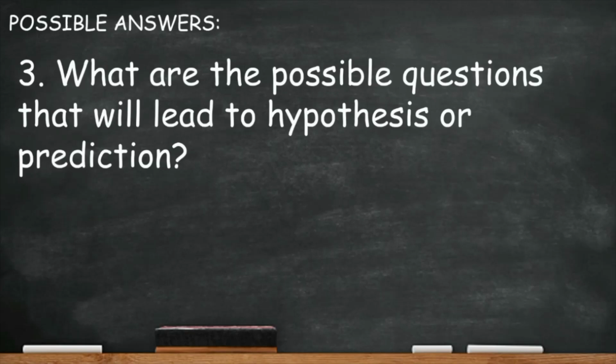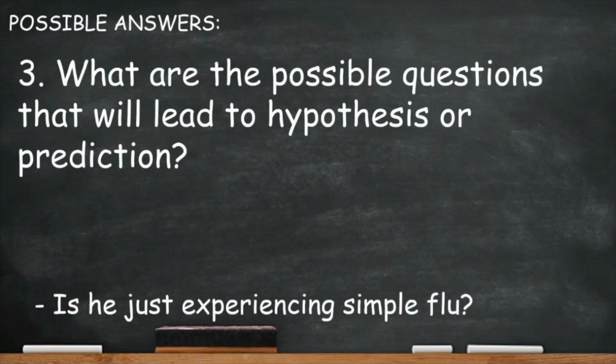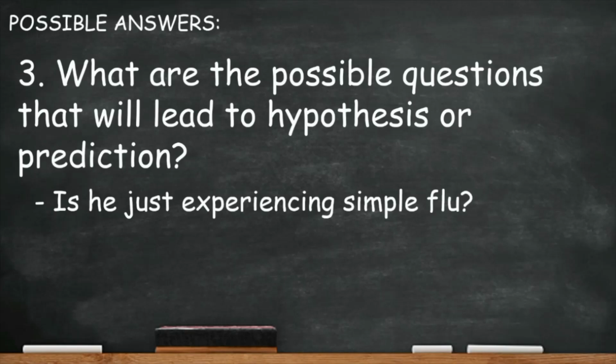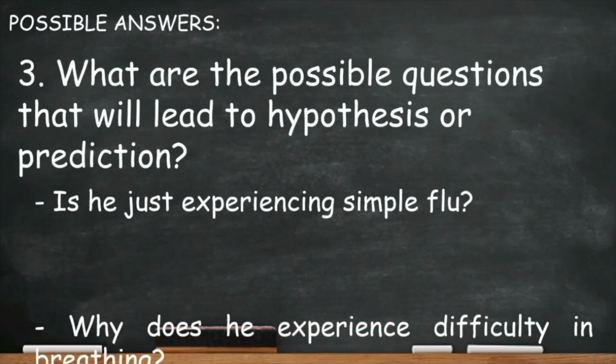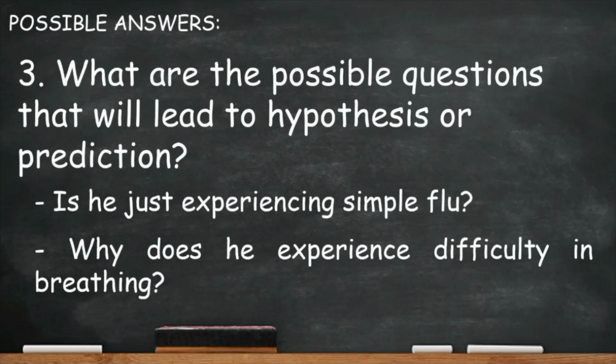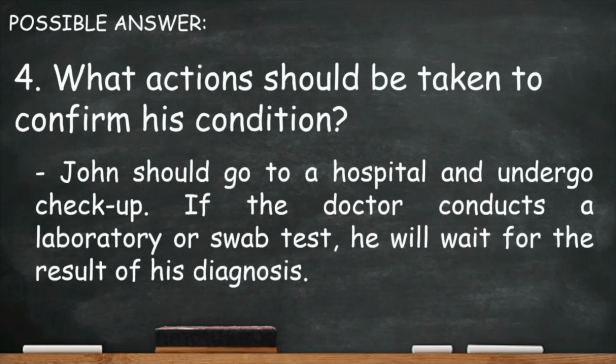Number 3, what are the possible questions that will lead to hypothesis or prediction? Is he just experiencing simple flu? Why does he experience difficulty in breathing? Number 4, what actions should be taken to confirm his condition? John should go to a hospital and undergo checkup. If the doctor conducts a laboratory or swab test, he will wait for the result of his diagnosis.